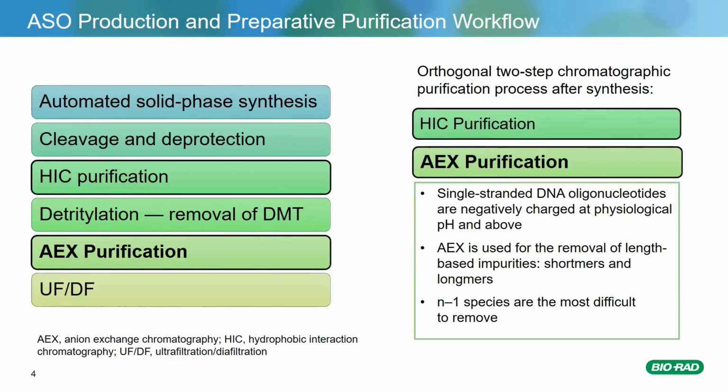Since oligos are negatively charged at physiological pH and above, anion exchange chromatography is used for the removal of length-based impurities, the shortmers and longmers that I referenced in my last slide. And the N-1 species are considered the most difficult to remove.